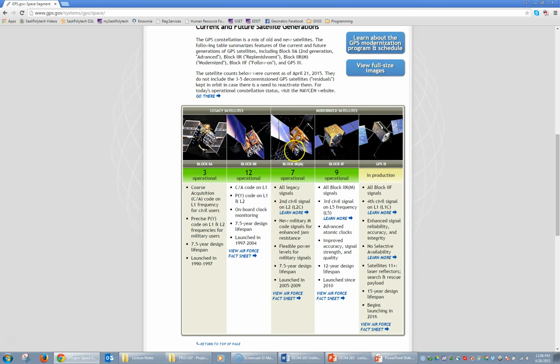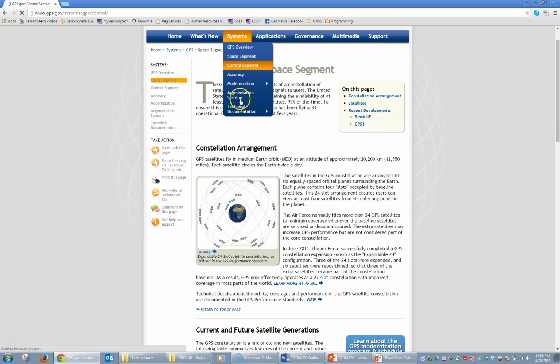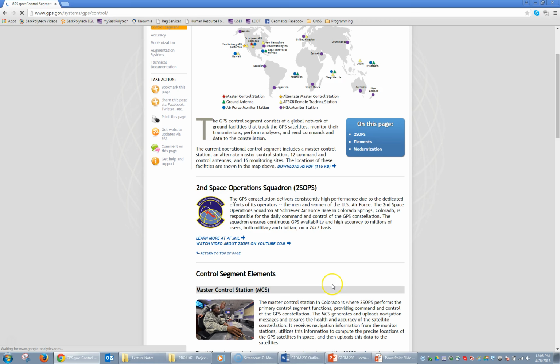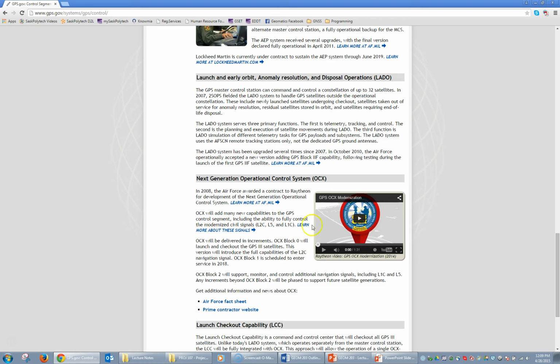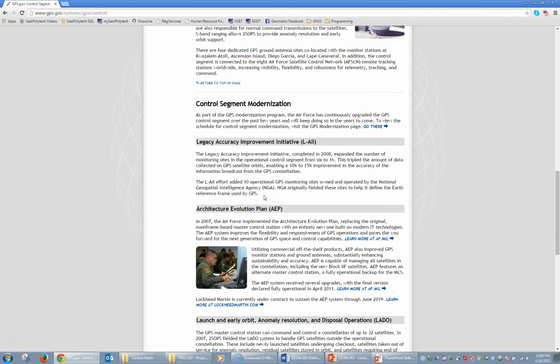Okay, so there's some information there. And then under control segment, this is where it should be talking about OCX, I believe is what it's called, which is the next, here we go, OCX, the next generation of operational control system. This is the system that's basically needed in order to support the evolution of GPS and GPS 3. So I would encourage you, if you're interested, to watch this video in your own time. It's not very long, or read up about the modernization that's happening within the control segment of GPS, because it's very important to understand that.